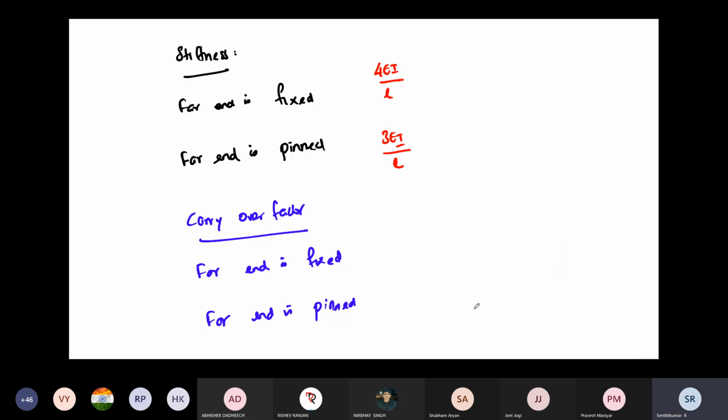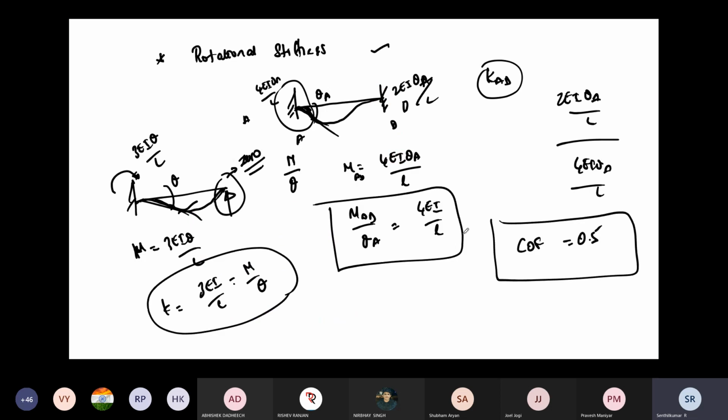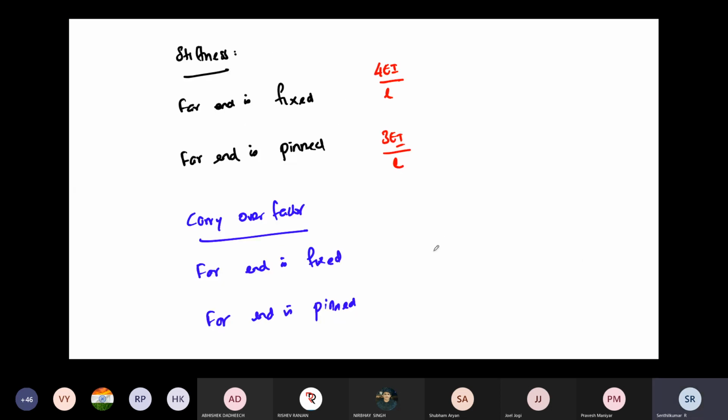How much? Parent is fixed. What is your carryover factor? How much moment is transferring? 50% of moment is transferring. So I am just taking 0.5. Okay. Parent is pinned, 0.